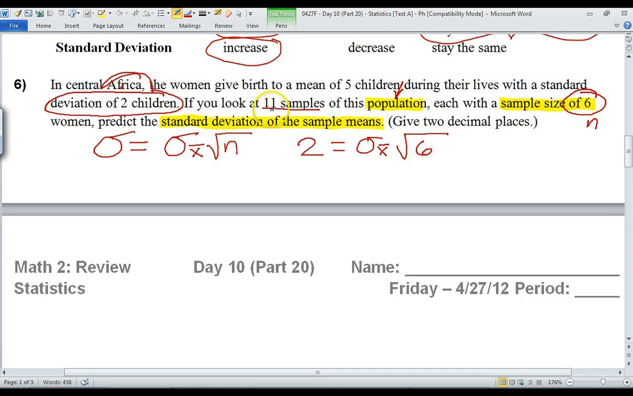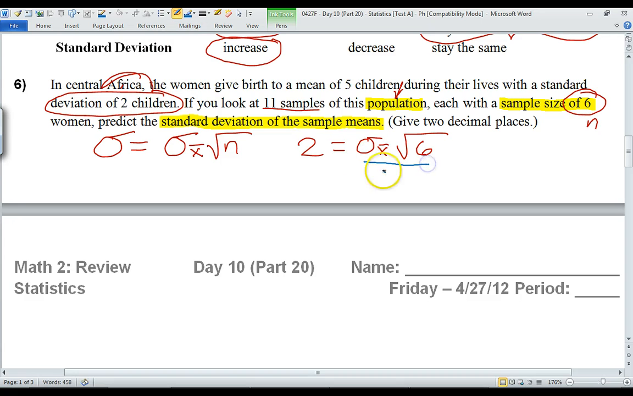Notice we don't use the 11, and we don't use the 5. So these problems have plenty of distractors, extra numbers that we don't need. So you have to be careful and really think about which variables are the right ones to use. How will I solve this and get the standard deviation of the sample means alone? Yeah, we simply divide by the radical 6, okay? Just divide by radical 6.